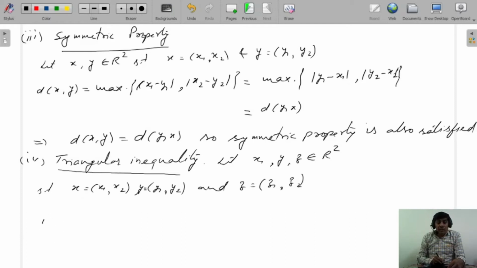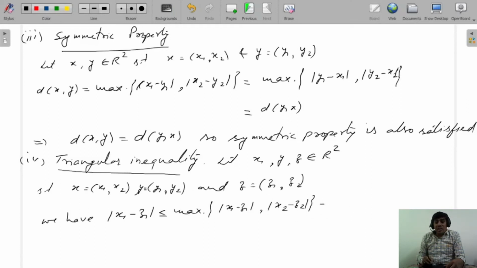We have modulus of x1 minus z1 is always less than or equal to maximum of modulus of x1 minus z1 and modulus of x2 minus z2, which is equal to dxz.